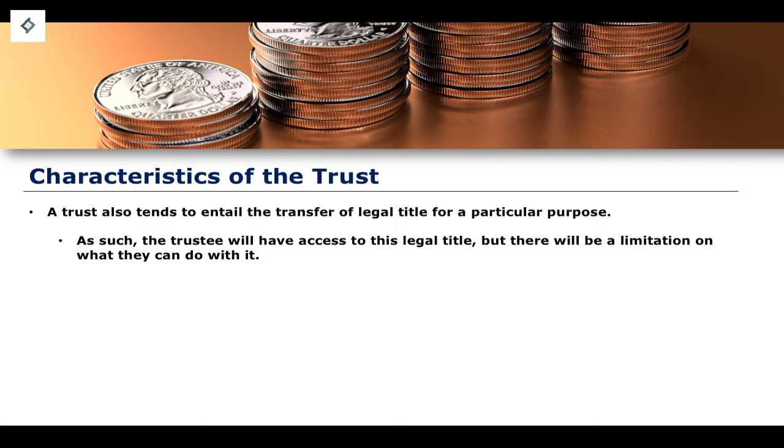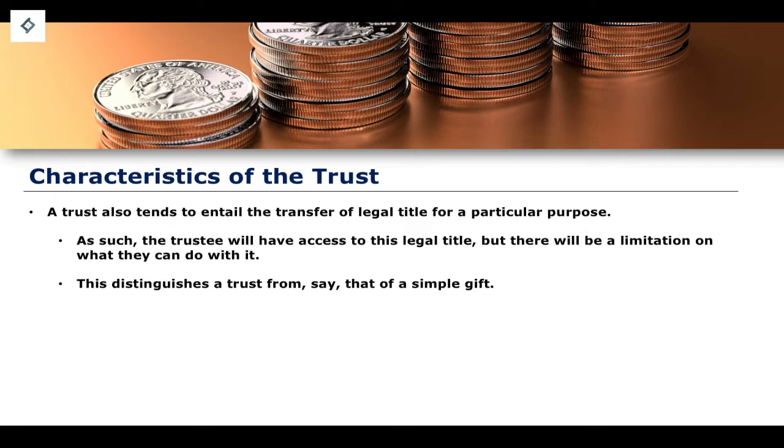But ultimately, the characteristics of a trust entail that there is the transfer of some kind of legal title. There is the transfer of title to some other individual, and this is not just a gift. This is not just giving that legal title to another person, but it is the transfer of legal title for a particular purpose, for that individual to hold that property on trust for some reason. So this distinguishes a trust from a simple gift, for example.